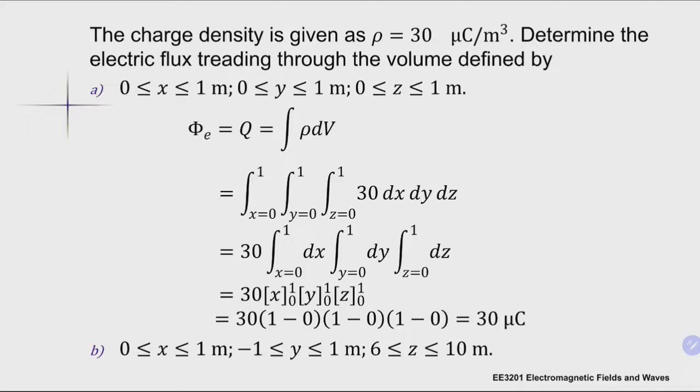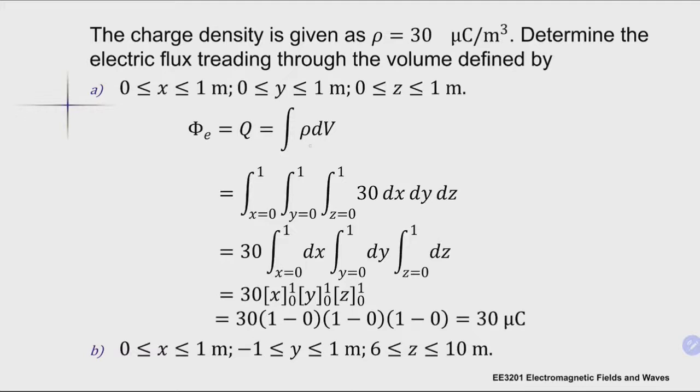And from our lecture, we know that the electric flux is equal to the charge enclosed in that volume. And therefore, our electric flux equals Q, which equals the integral of the charge density times dV.